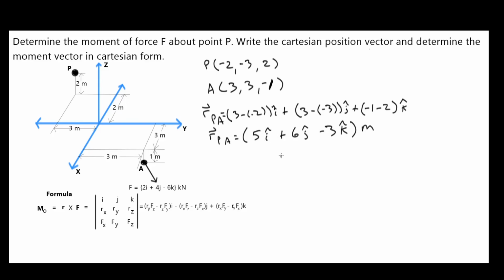Now that we have our position vector, we can go ahead and cross it with our given force vector here. So go ahead and get that set up: i, j, and then k. Always start with your position vector first. Always remember it as r cross F. So our position vector is 5, 6, negative 3, and then our given force vector, which is 2, 4, negative 6. So the moment vector around point P is equal to this.